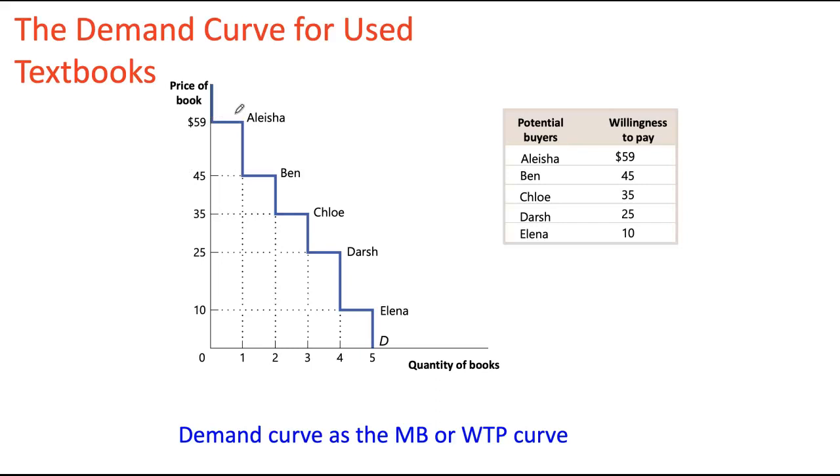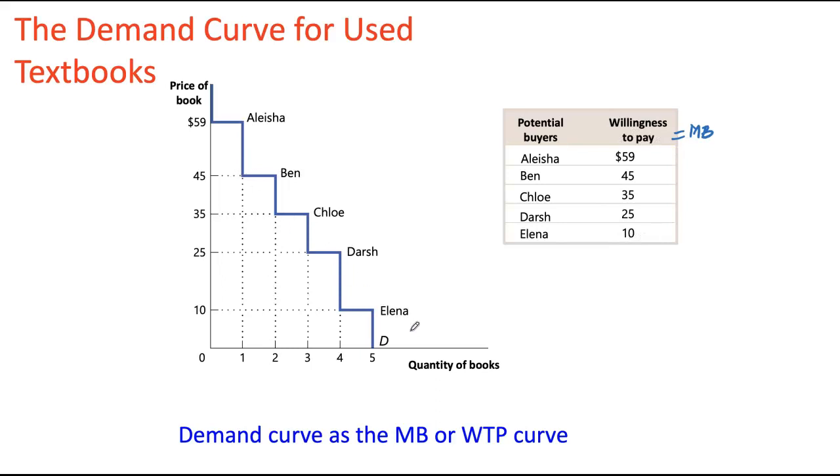So here I have Alicia's willingness to pay of $59, then Ben's is $45, next is Chloe's $35, Darsh $25, and Alina's $10. I'll also, just as a reminder, write that willingness to pay is simply the marginal benefit curve also. We will call this descending order of willingness to pay our demand curve.